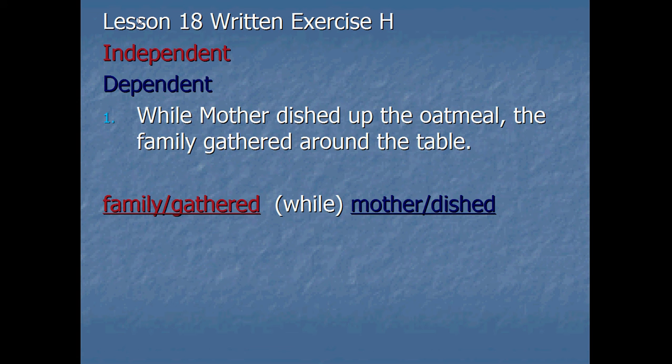First sentence, while mother dished up the oatmeal, the family gathered around the table. Now I put the independent clause first, which was the family gathered around the table. Family was the subject, gathered was the predicate. Now this next dependent clause was introduced by while, so I have that in parentheses. And while mother dished up the oatmeal, mother is our subject and dished is our verb. And remember, while mother dished up the oatmeal does not make complete sense on its own. It needs the independent clause to get its complete meaning.